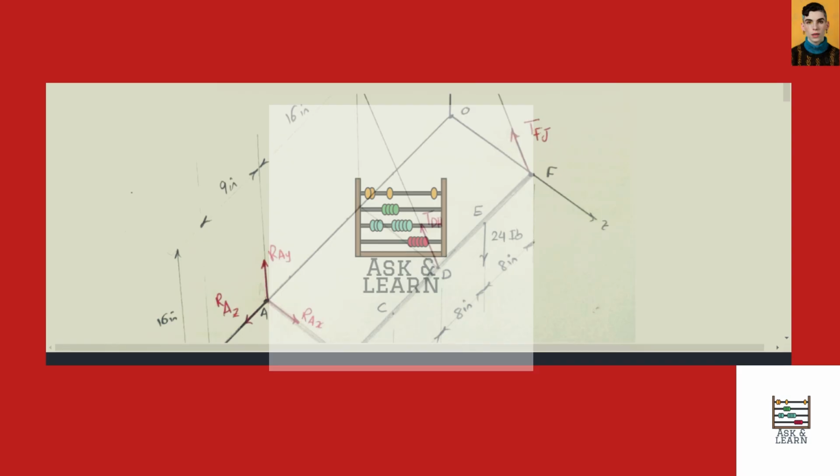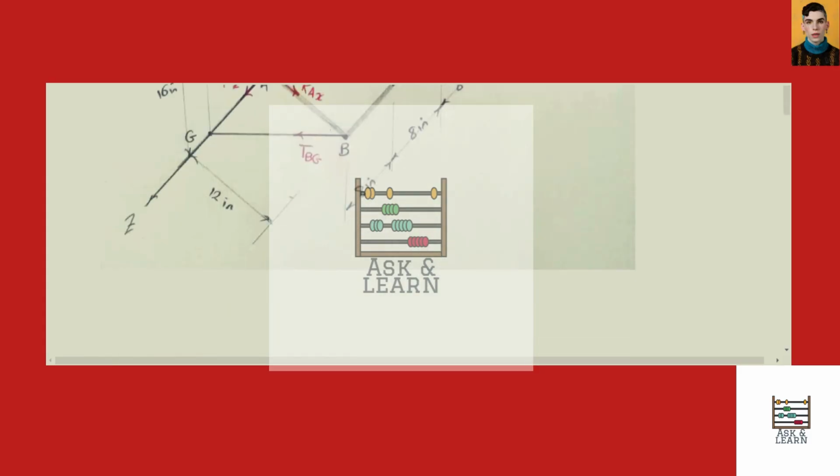To calculate the tension in each cable and the reaction at A, we need to draw the free body diagram for the beam to identify the forces. Now, here we have six unknowns: TFG, TDH, TBG, RAX, RAY, and RAZ.